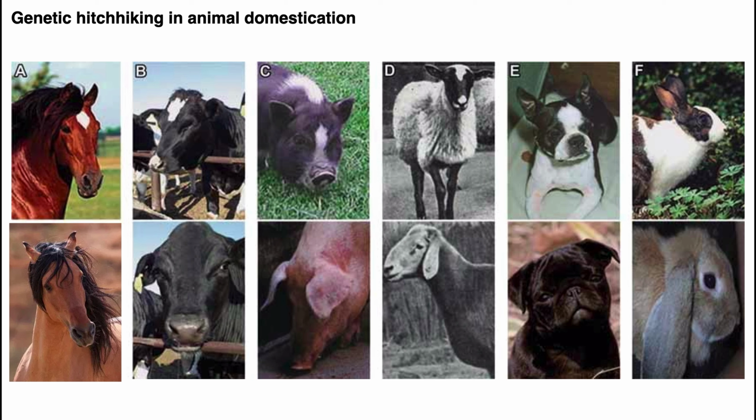Hitchhiking also helps us to identify recent positive selection. It also causes a condition called genetic draft, in which an unrelated trait rides along with traits under positive selection. For example, here I show the association between temperament, patchiness of fur coloration, and ear posture among a cohort of domesticated animals that has also been shown experimentally in Russian silver foxes.